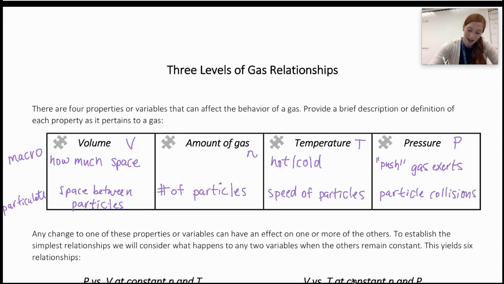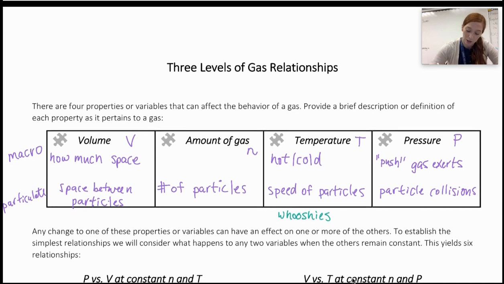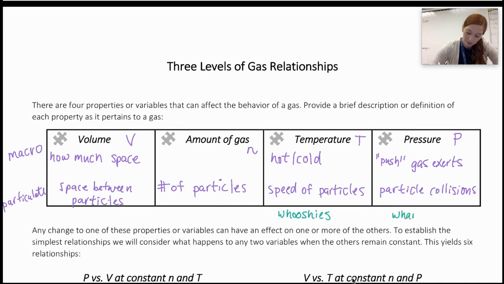Okay, I want to add in here that for temperature and pressure, we want to show what's happening with speed of particles and collisions of particles. And remember, we do this by showing whooshies to show changes in temperature because of speed, or speed because of temperature, and then pressure is our whammies to show our particle collisions, right? So we'll have a line, or we would have a zigzag for each of those.